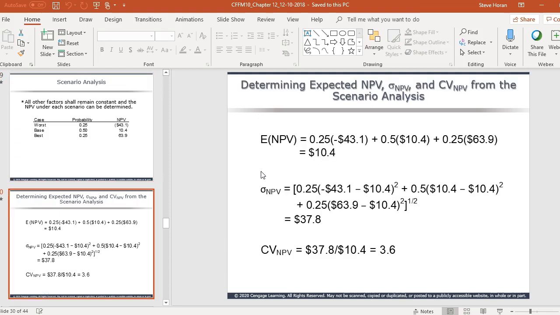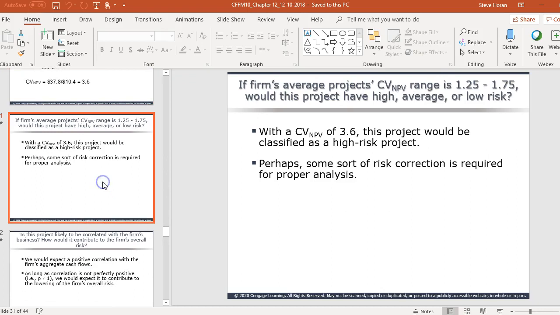Okay, so we can estimate NPV based on the factors, and we get down to the 10.4 base case scenario. Then we can compute what they call the standard deviation of the NPV, and that's 37.8. And the coefficient of variation of this is 3.6. The higher that number is, the more risk there is. So that would be a high-risk project.